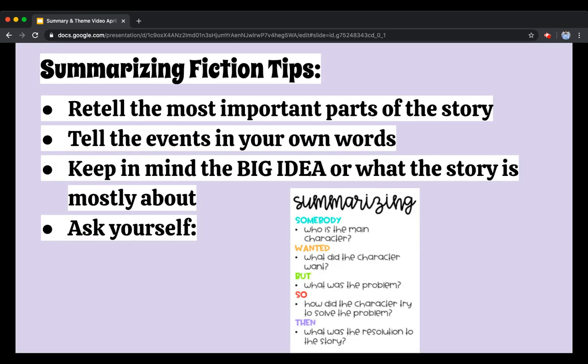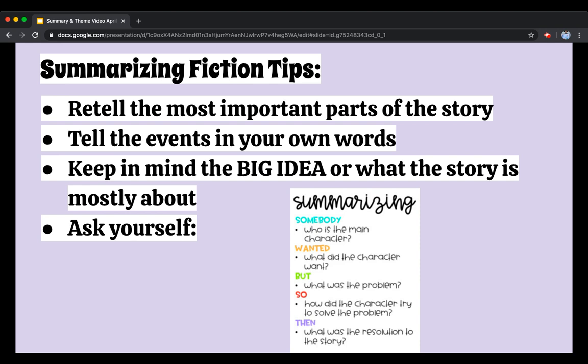Here are some summarizing fiction tips that Mr. Cretan mentioned in his video from yesterday. When we summarize fiction, we need to make sure we are retelling the most important parts of the story. We don't need to add all of those details that don't really tell us too much about the story. We want to make sure we are telling the events in our own words. We don't want to copy exactly what the author said in the text. We also need to keep in mind the big idea or what the story is mostly about.